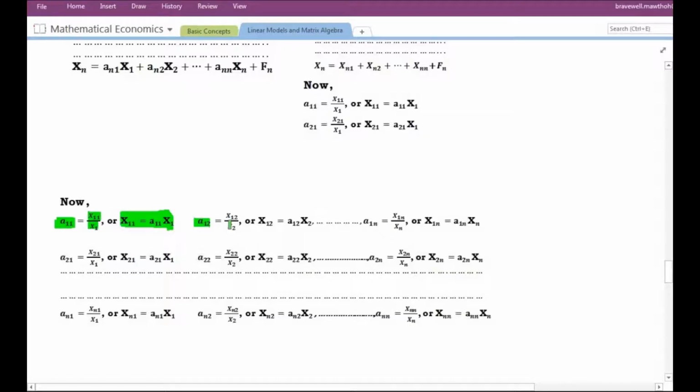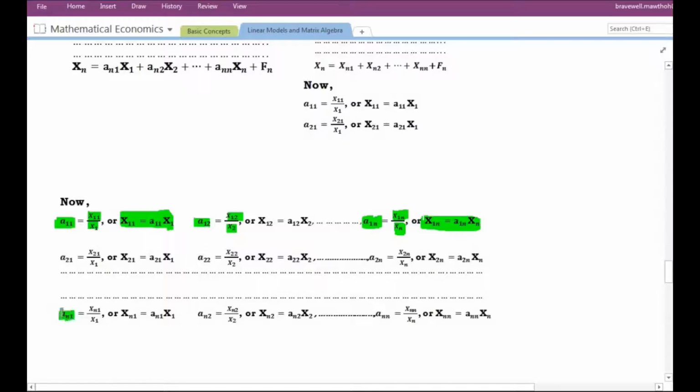A12, that is the fixed amount of input of the first industry which is to be used in the production of the second industry, is obtained by dividing the unit of goods of the first industry used as input in the second industry by the output level of the second industry. A1n, which is the fixed amount of input of the first industry which is to be used in the production of the nth commodity, is obtained by dividing the units of goods of the first industry used as input in the nth industry by the output level of the nth industry, or X1n is equal to A1n Xn.